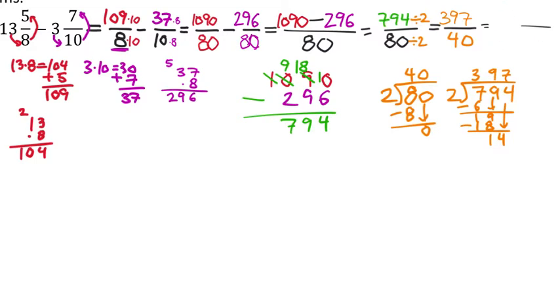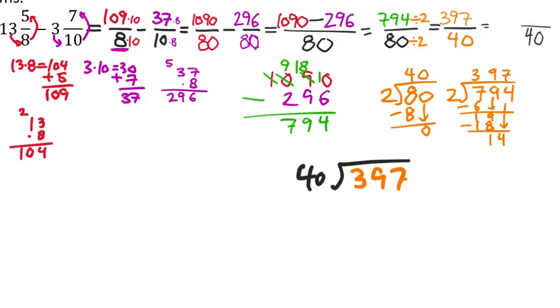The denominator we know already. It's going to stay that denominator 40. But this long division will give us a new numerator and a new whole number. So I'm going to do 397 divided by 40. Let's see what this gives us.